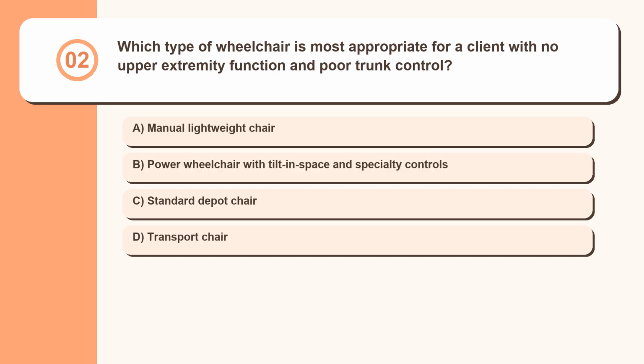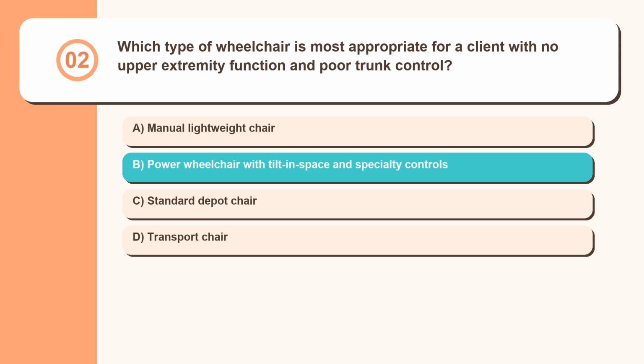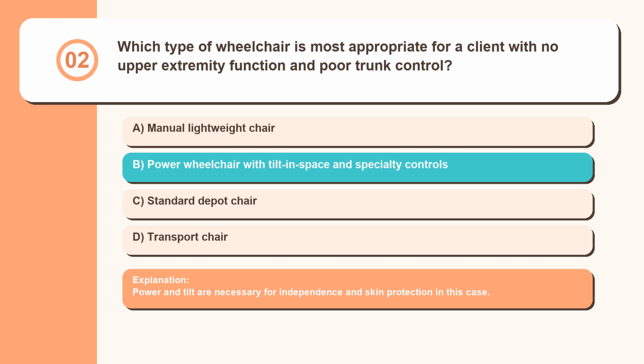Question 2. Which type of wheelchair is most appropriate for a client with no upper extremity function and poor trunk control? Manual lightweight chair, power wheelchair with tilt-in-space and specialty controls, standard depot chair, transport chair. Power and tilt are necessary for independence and skin protection in this case.